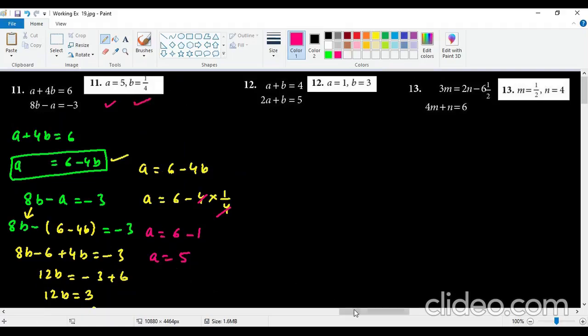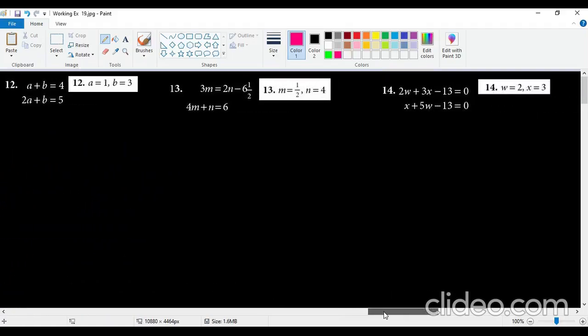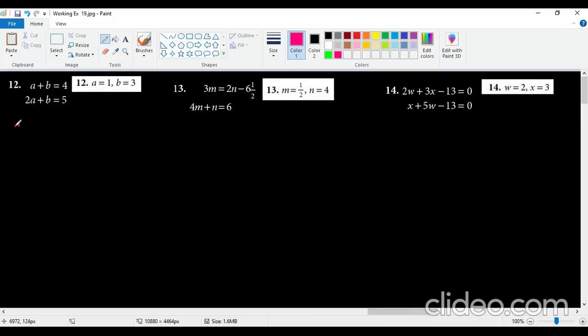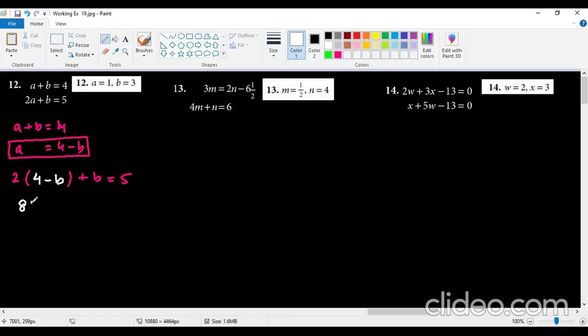Moving on to question number 12. Here it says a plus b equals 4. That means the value of a is going to be 4 minus b. This is the value of a. Now writing the second equation, 2 times this value of a, plus b equals 5. I will write the value of a as 4 minus b. That means 8 minus 2b plus b equals 5.